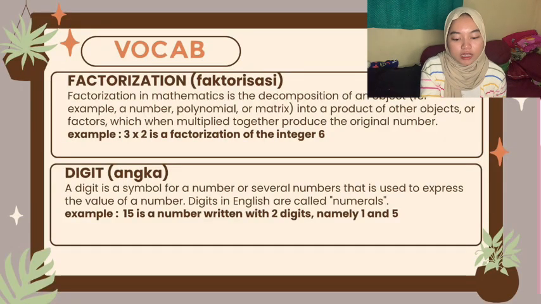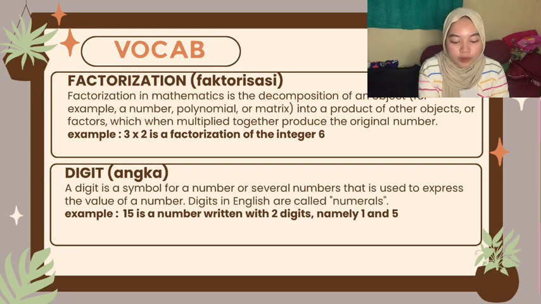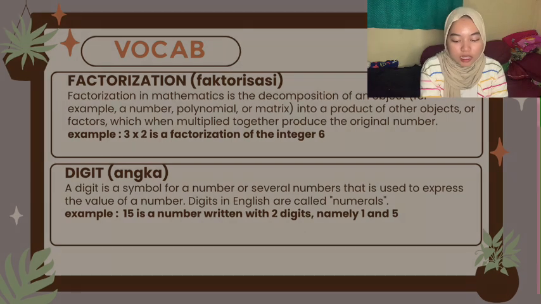Factorization in Indonesian is faktorisasi. Factorization in mathematics is the decomposition of an object, for example a number, polynomial, or matrix, into a product of other objects or factors which, when multiplied together, produce the original number. Example: 3 x 2 is a factorization of the integer 6.